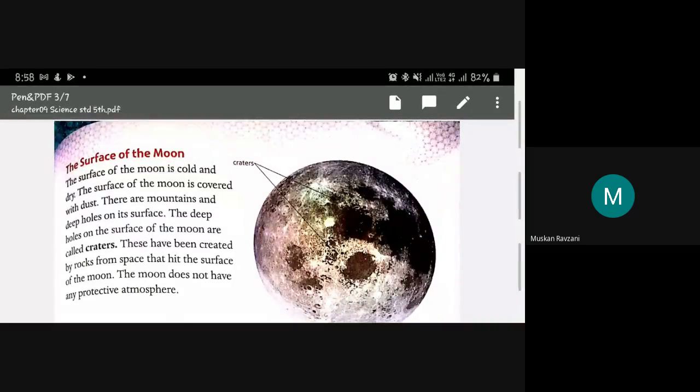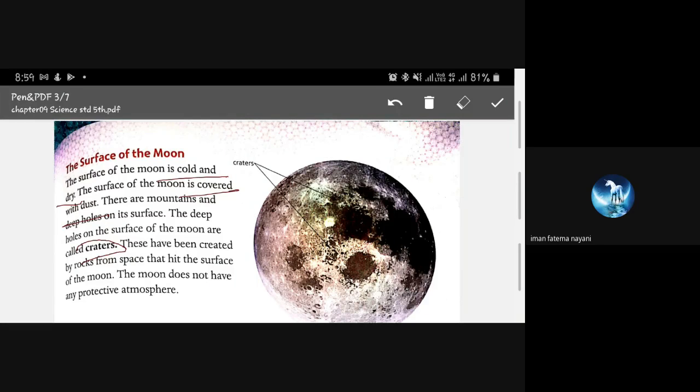Okay. Now we will learn about the surface of the moon. The surface of the moon is very cold and dry. Okay, this is a very important line. Very cold and dry. The surface of the moon is covered with dust. The mountains and deep holes are there. You can see ups and downs on the surface of the moon. Why do these holes happen? Because of continuous heating from rocks coming from outer space. These holes are called craters. How are holes made? Because of continuous heating from rocks coming from outer space.